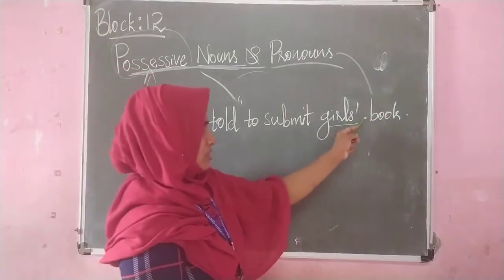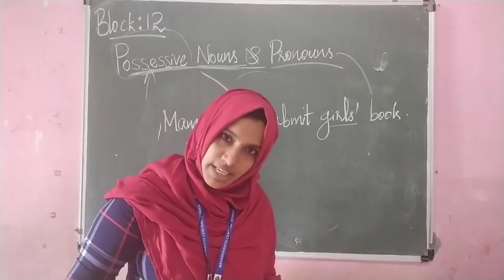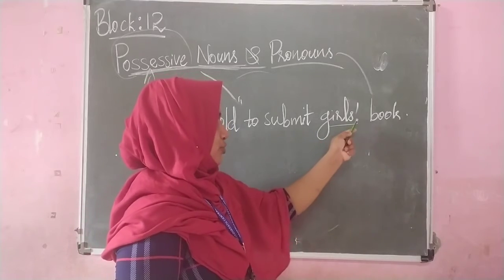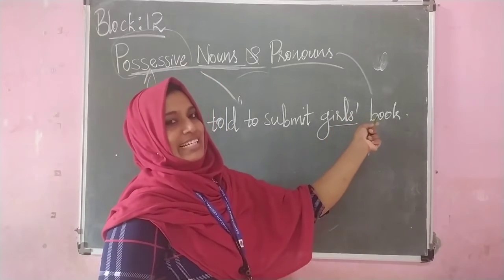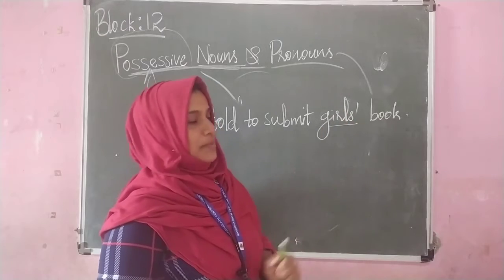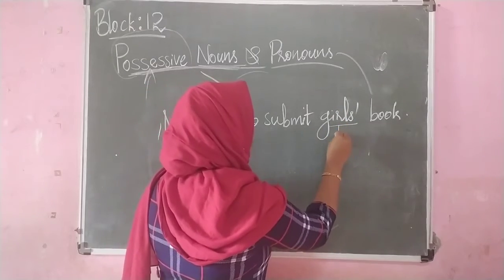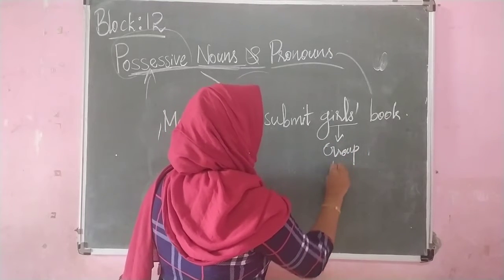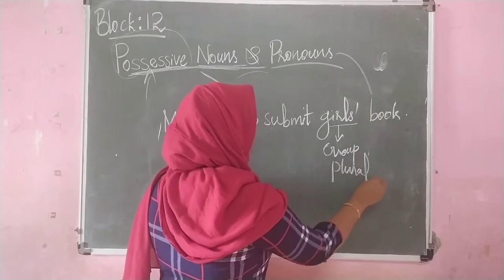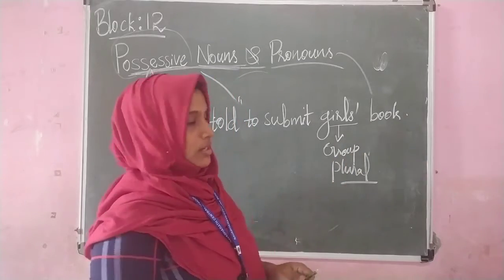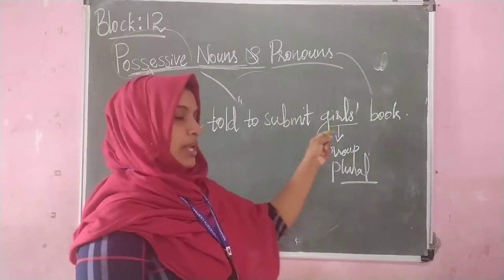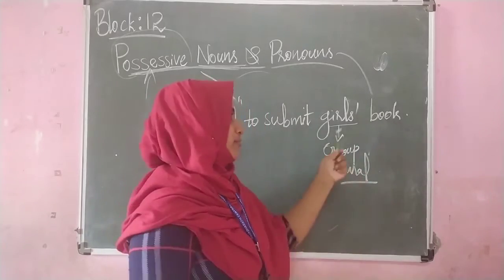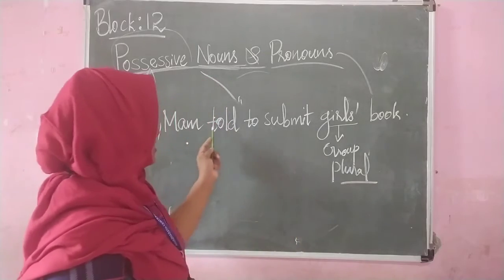Yes, no doubt. This is the possessive noun because in a possessive noun we have the apostrophe with the letter S. But you have to check the position of this letter S and also this apostrophe. Here we can see there's a group of girls, means it is plural, more than one girl. So this means ma'am told to submit some girls' books, or many girls' books, or all the girls' books from the class. That is meant by the sentence.